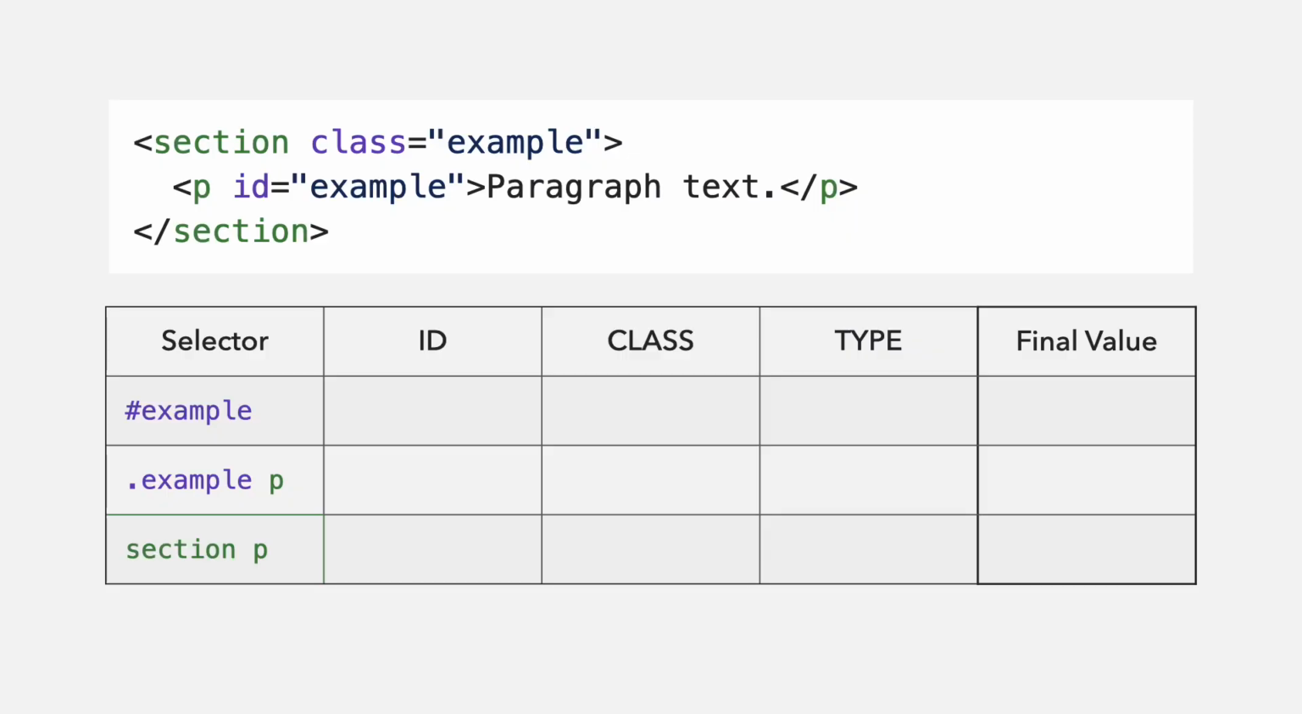Now let's examine another example using multiple selectors. All three of these selectors target the paragraph inside the section element. Which one do you think will take precedence? Let's calculate their specificity. For the example ID selector, add 1 to the ID column and 0 to the class and type columns. For example P, there's 1 class and 1 type selector, so it's 0, 1, 1. And for section P, there are 2 type selectors, so it's 0, 0, 2. Looking at the final concatenated values, the ID selector still has the highest specificity value at 100.